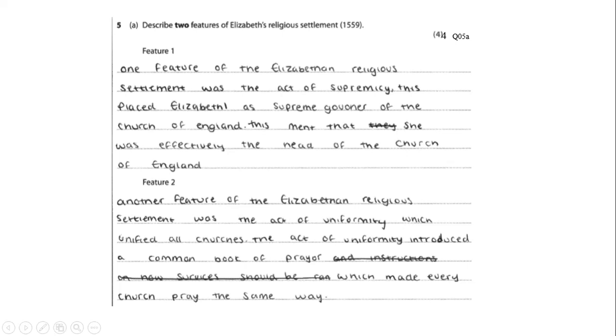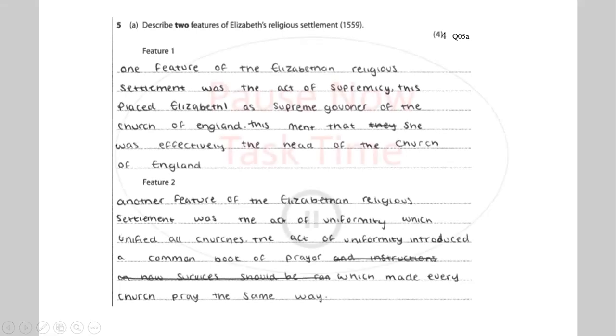There's a task in your booklet that asks you to describe one further feature. So identify a further feature of the religious settlement and then explain it. So if you pause this and have a go at that now.